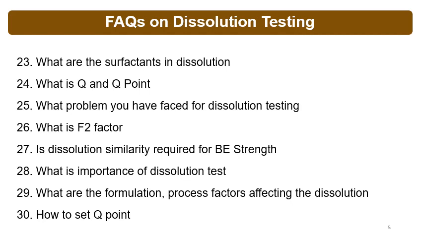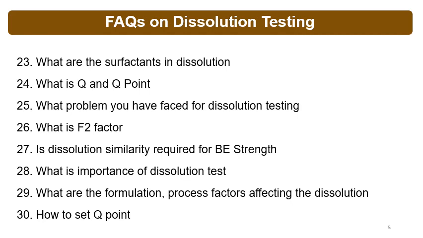For example, the Q may be 80%, and in S1 criteria it will be Q plus 5, that is 85%. But Q is the quantity of the API that is released at a specific time point. What problem have you faced for dissolution testing? This is an important question, and it is experience dependent. So whatever problem you have faced, you can elaborate.